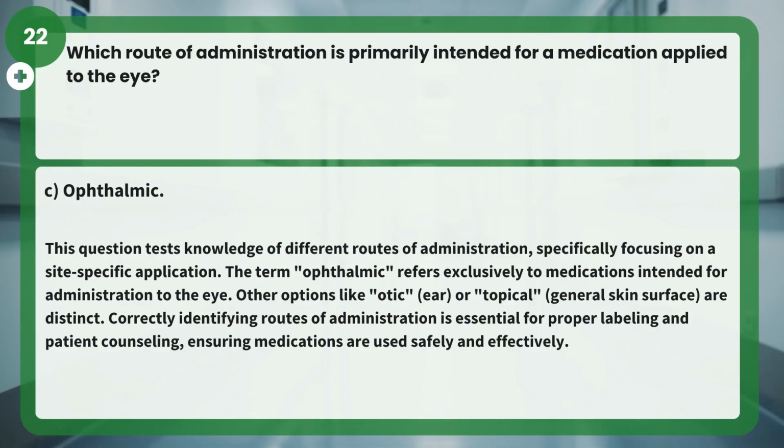Answer, C. Ophthalmic. This question tests knowledge of different routes of administration, specifically focusing on a site-specific application. The term ophthalmic refers exclusively to medications intended for administration to the eye. Other options like otic, ear, or topical, general skin surface, are distinct. Correctly identifying routes of administration is essential for proper labeling and patient counseling, ensuring medications are used safely and effectively.